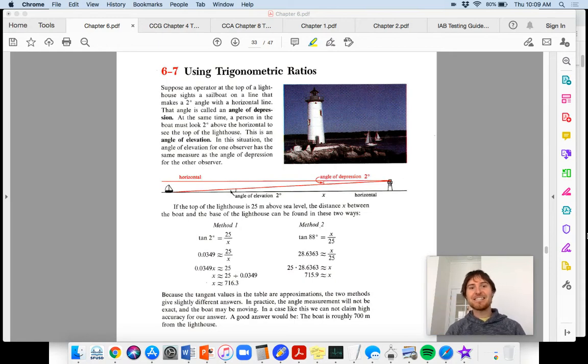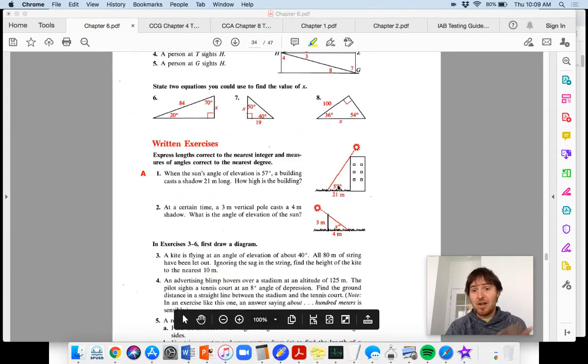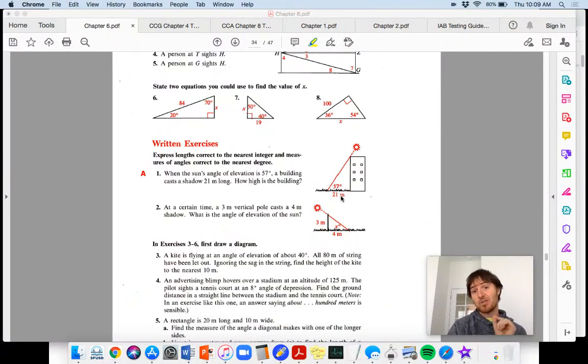We got section 6-7, which is called using trigonometric ratios. We're finally going to use these trigonometric ratios in real world contexts, or real world situations, right? Because as you can tell, if you're somebody designing something or trying to figure something out about the space around you, you might want to use angles and the measurements you can get to help make your calculations a little easier.